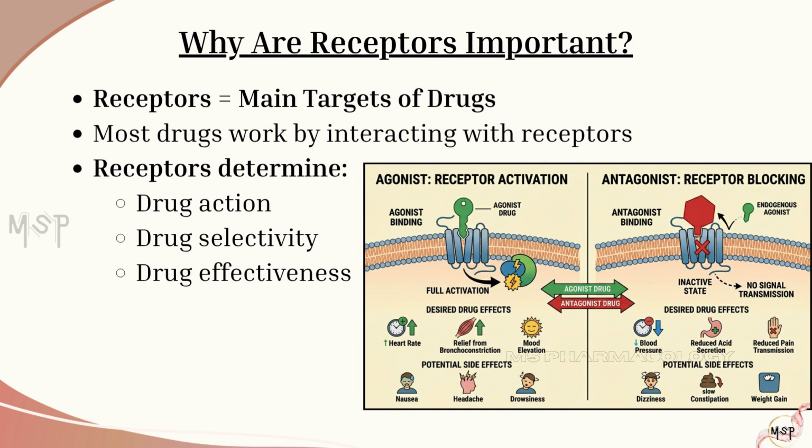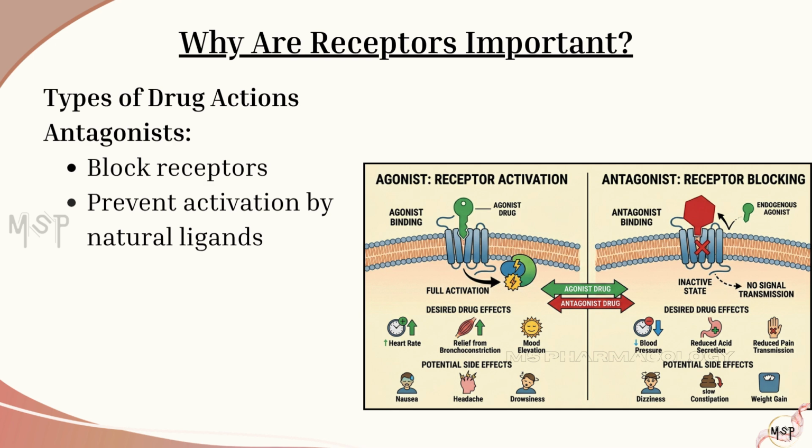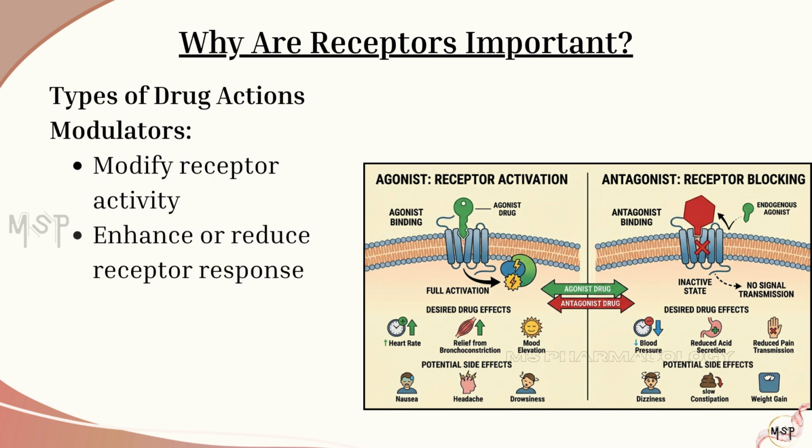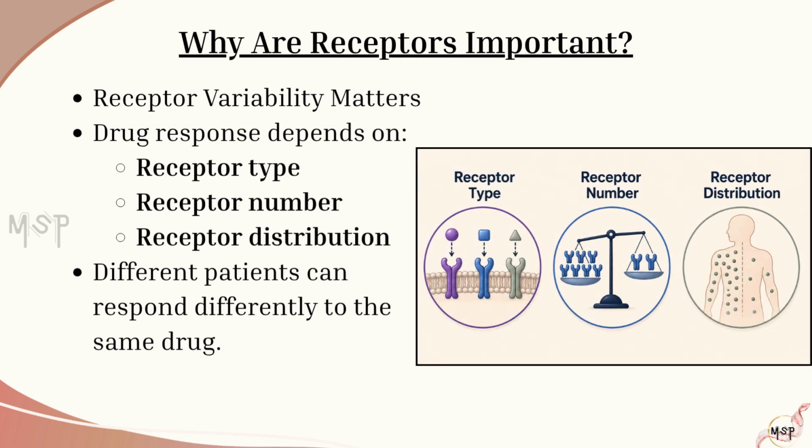So, why are receptors so important? Almost every drug you take works by interacting with these receptors. For example, agonist drugs mimic the action of natural substances and activate receptors, while antagonist drugs block receptors so that natural substances can't activate them. Some drugs even tweak how receptors respond, acting as modulators. Understanding receptors helps explain why some drugs work, why some don't, and why side effects occur. The type, number, and distribution of receptors in your body determine the effects and selectivity of drugs.